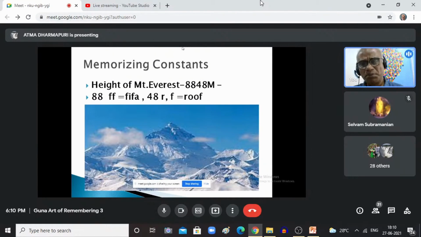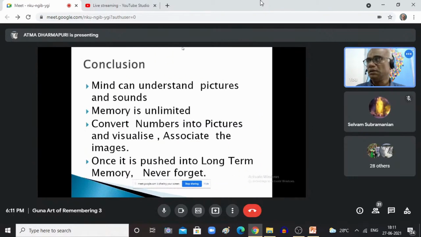Is it necessary to remember all the time the FIFA World Cup roof? No. Once it is entered into your permanent, long-term memory, you need not bother about all these things. Mind will take care of all these conversions, and you will directly get the answers. Then during the conclusion, I would like to reiterate that mind can understand pictures and sounds, and memory is unlimited. You can convert numbers into pictures and visualize, and you can associate with images. Once it is pushed into long-term memory, you will never forget. That is the thing that I want to say.